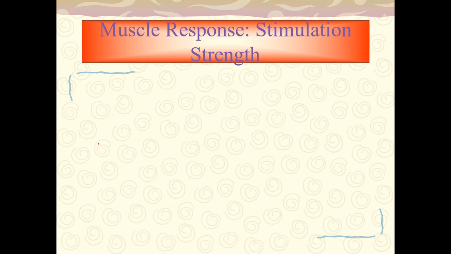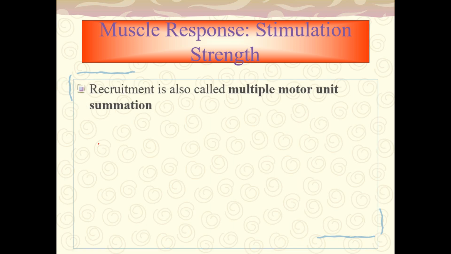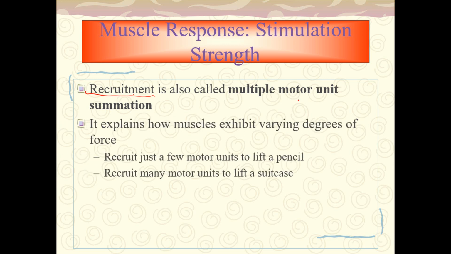So if you remember, one of the characteristics that we said with skeletal muscle is that it is extremely adaptable. So how can we differentiate if we're lifting a light object versus lifting a heavy object? So that is multiple motor unit summation, and it is recruitment. Recruitment and multiple motor unit summation really are the same thing. So this explains how we can have varying degrees of force.